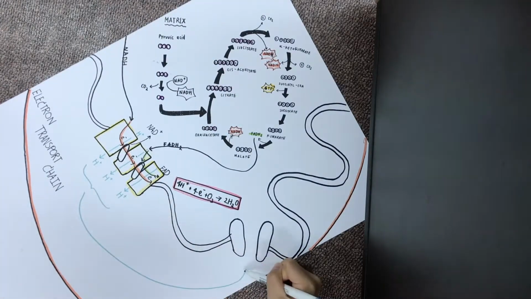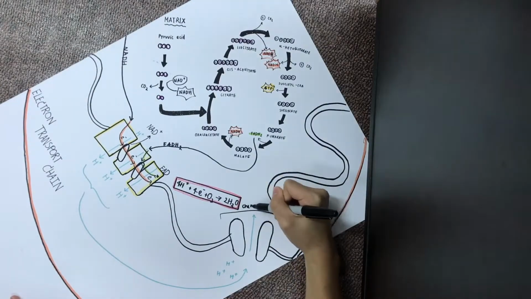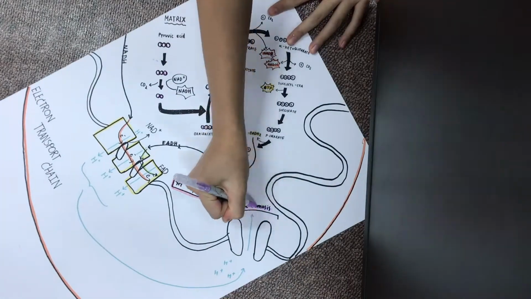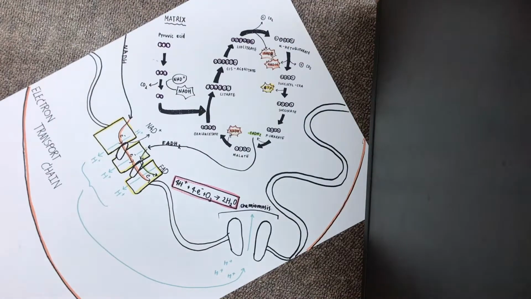High energy electrons move back to chemiosmosis, or ATP synthesis, to produce ATP. The movement of hydrogen ions converts ADP to ATP.